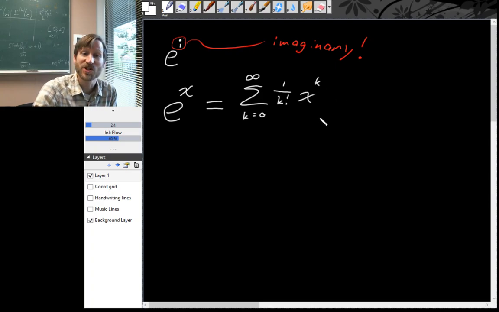And we know this converges for all values of x. So it should converge even if we put imaginary numbers in here. In fact, it does converge if you put imaginary numbers in here. You have to be a little careful about the magnitudes of imaginary numbers, but it turns out there's no problem. So let me write out the first several terms of this series just so we can see them.